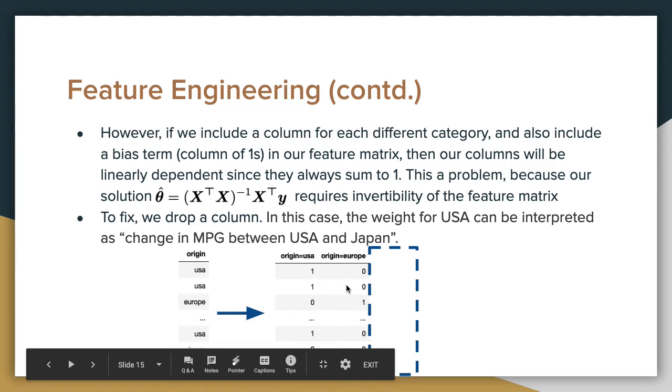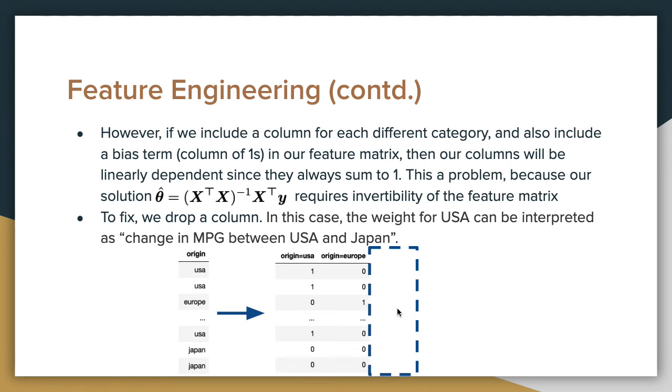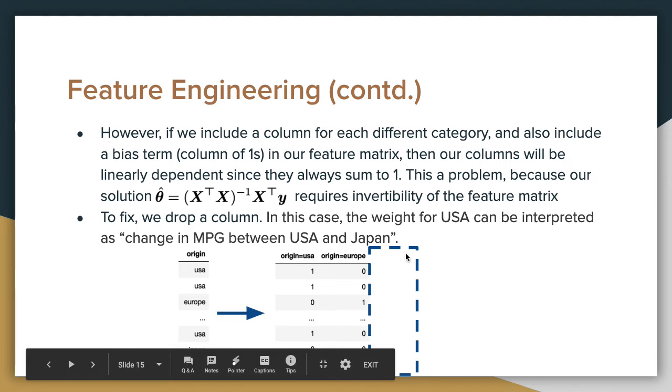But if the sum of both these columns for a given row is 0, then you get 1 minus 0 and you get 1 over here. So even though we've gotten rid of the origin equals Japan column, we still know exactly what the value is every time because we already have the bias term. So we haven't lost any information, but we have lost a column, which ties into linear dependence and linear independence. So now that we've dropped the column, we still have all the information.